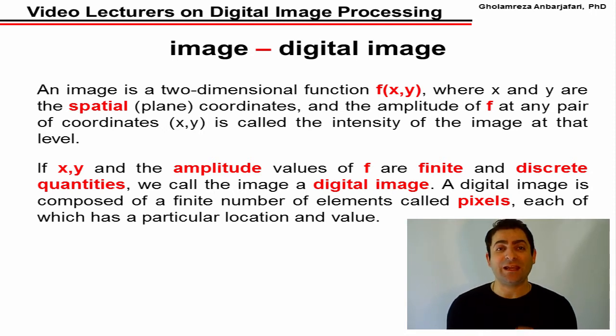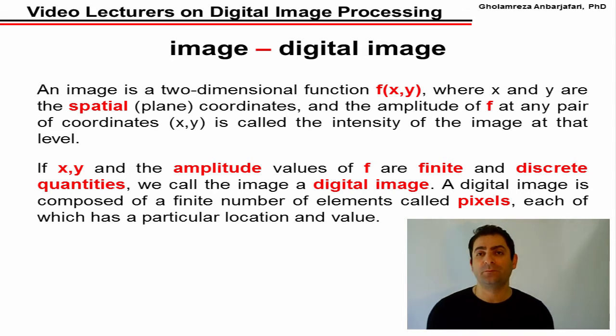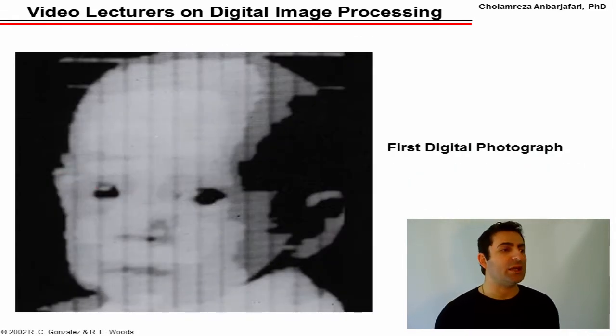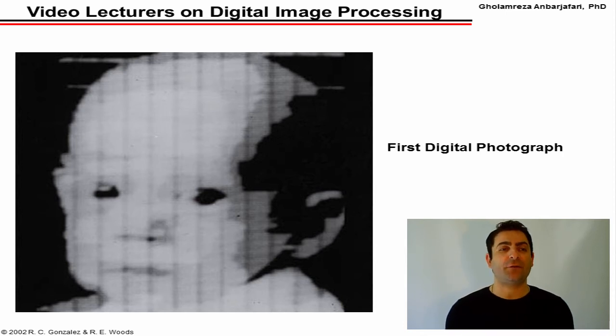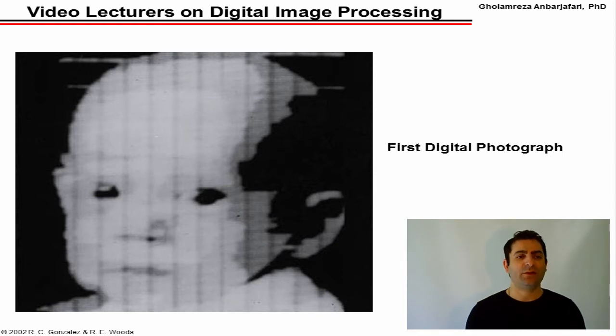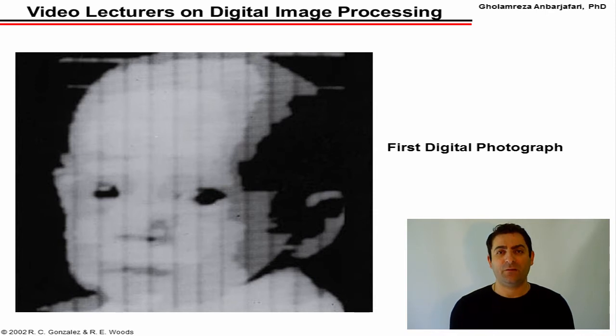So a digital image is composed of a finite number of elements called pixels, and each of these pixels has a particular location and intensity or value. Now, in this slide, you see the first digital photograph ever, which was produced in 1957 by scanning an image. So, as Gonzalez and Woods have reported in their books, this is the first digital photograph ever.